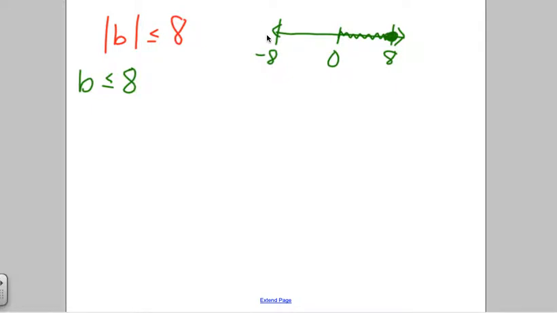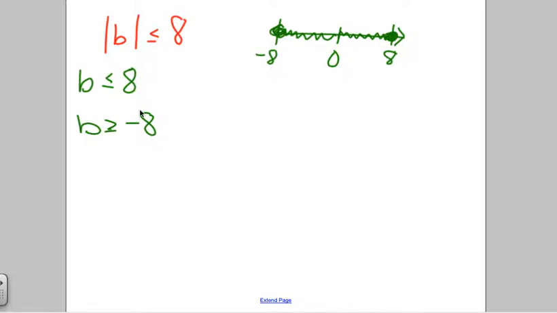Or for my distance to be less than 8 units here, I would shade greater than or equal to negative 8. So I have these two inequalities. What I did is I dropped the absolute value bars and just kept it the same, b less than or equal to 8. And then the other one, I switched the inequality and made the value negative.